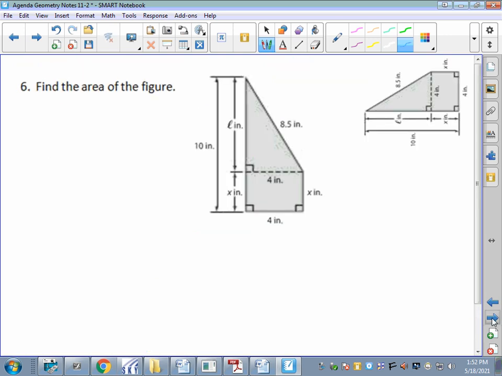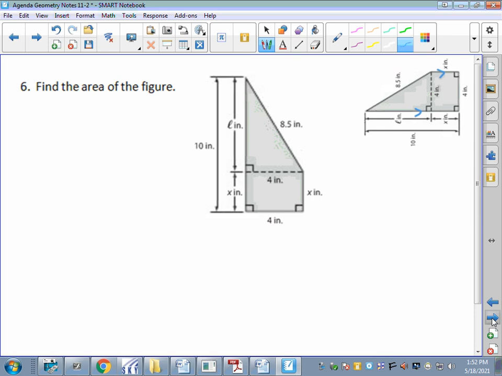Oh, we've got some nice curvy figures. So let's see, in this problem it says to find the area of the figure. Well, we got a couple things. You see that it's a trapezoid? I turned it sideways. If I look at it this way, in this top right corner, I've got the parallel bases. So I could use that trapezoid to find the area of the figure.